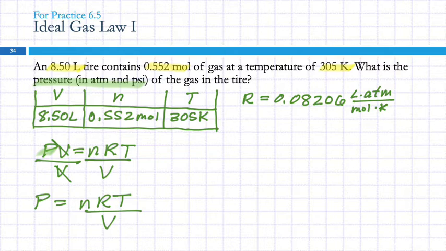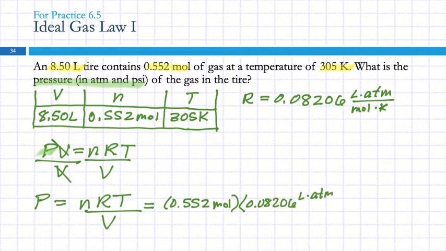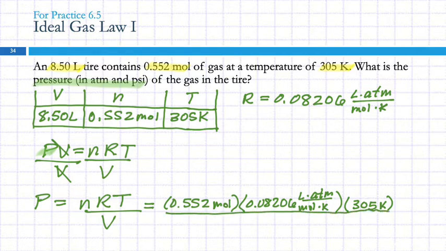Okay, so now we can plug the numbers in with their units. 0.552 moles times R, 0.08206 liters times atmospheres divided by moles times Kelvin, times the temperature, 305 K, divided by the volume, 8.50 liters.